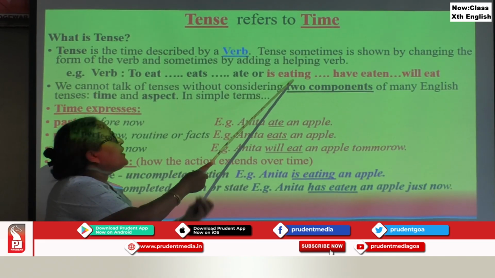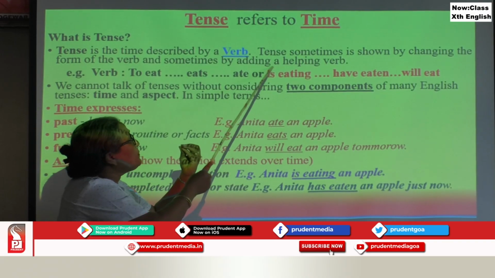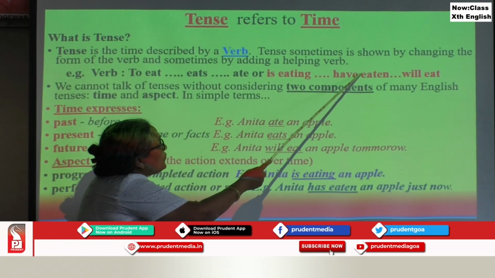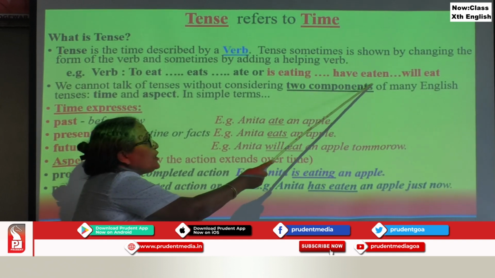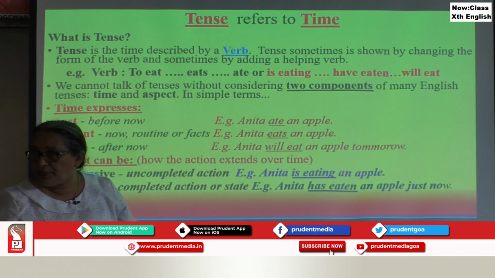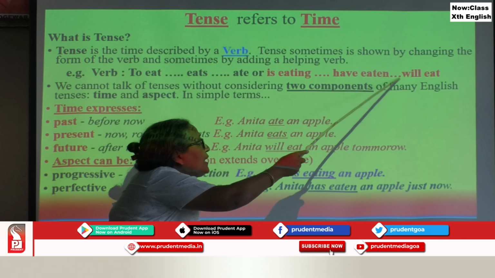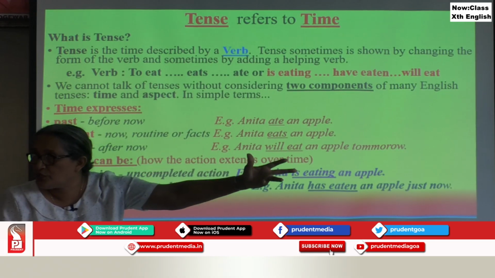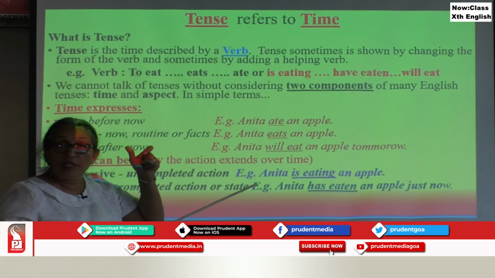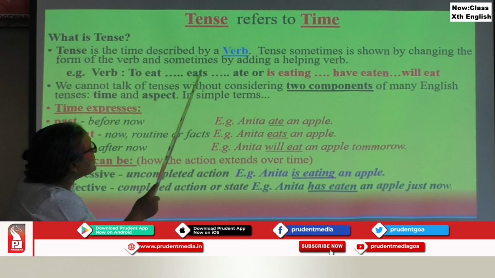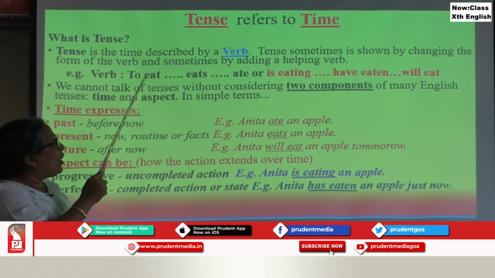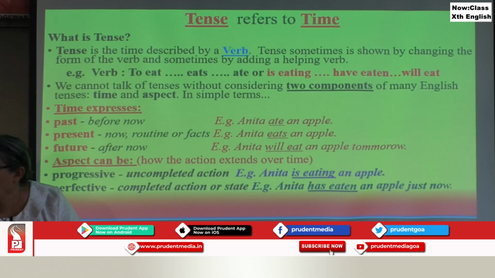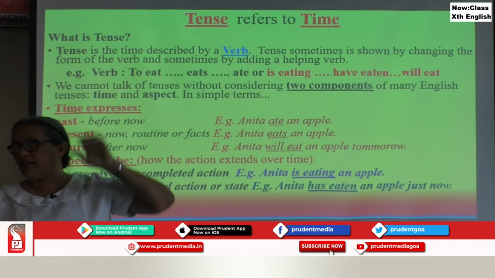In is eating, I've taken the help of a helping verb is to show the continuity in the action, a continuous action that is going on. I've taken the help of a helping verb have to tell you the action has just happened. I've taken the help of will, the helping verb, to tell you that the action will happen in the future. So, tense is shown either by changing the form of the verb or by adding a helping verb. These are the two ways to conjugate the verb.